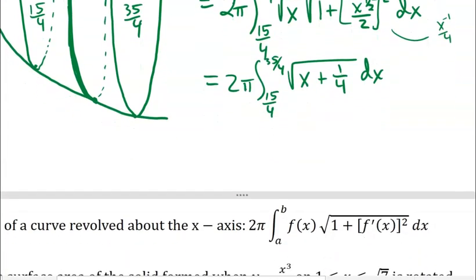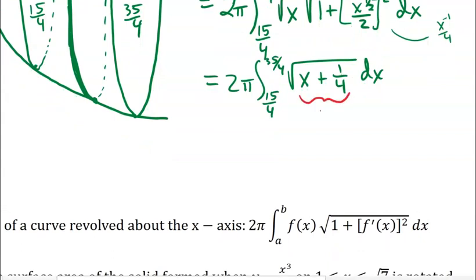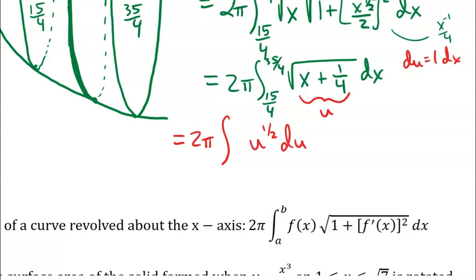Okay, so I'm going to switch colors. Let's hope it doesn't fritz. Okay, so this is my u, the inside of the composition. Du is just 1 dx. And then I also need to plug these both into u. That's why I have something over 4, because I'm going to add 1/4 to it. And I'm going to get some nice whole numbers. So 2 pi times the integral of u to the 1/2 du, and then 15/4 plus 1/4 is 16/4, which is just 4. And then 35/4 plus 1/4 is 9.